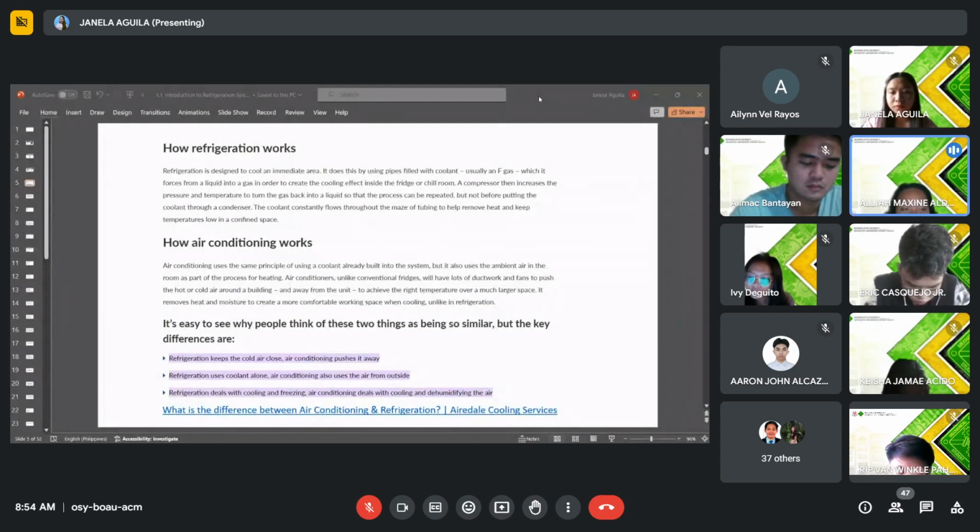So, ayun po yung kung paano gumagana yung refrigeration and air conditioning. May similarities po sila but the key differences are refrigeration keeps the cold air close while air conditioning pushes it away. Next po is refrigeration uses coolant alone while air conditioning uses coolant plus the air from the outside. And lastly po, refrigeration deals with cooling and freezing while air conditioning deals with cooling and dehumidifying the air.